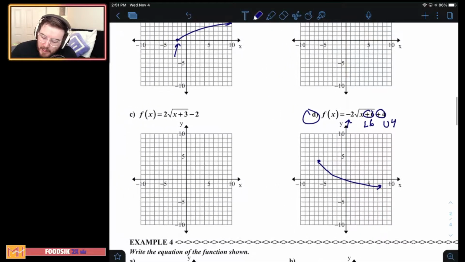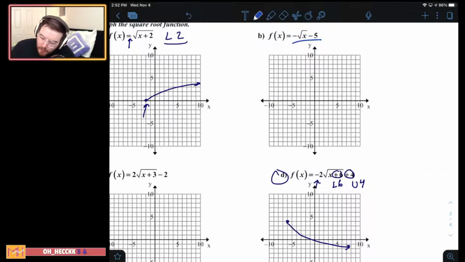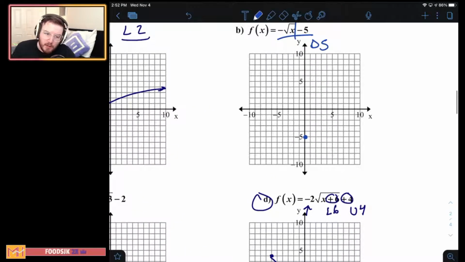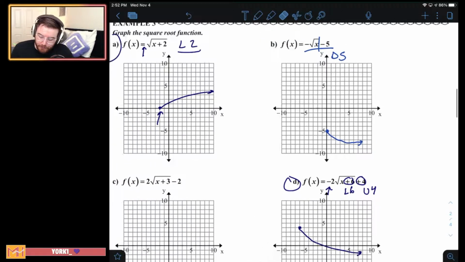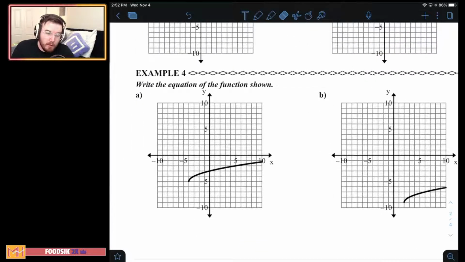I suppose I could toss in one more. How about this guy right here? Down 5, boom. There's the starting point. Why is it down 5? Because that number's outside of the radical, so we can trust it. Minus means down. And then it's been reflected, so it's not opening upwards, it's opening downwards. Something like that. Pretty easy. And obviously, Desmos is your friend.